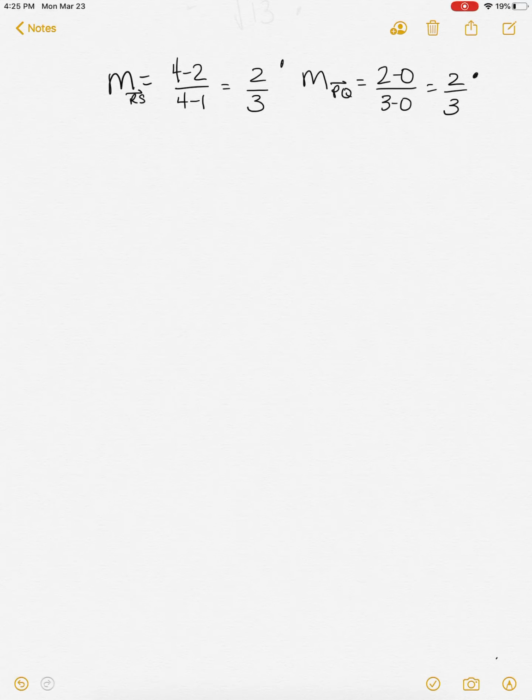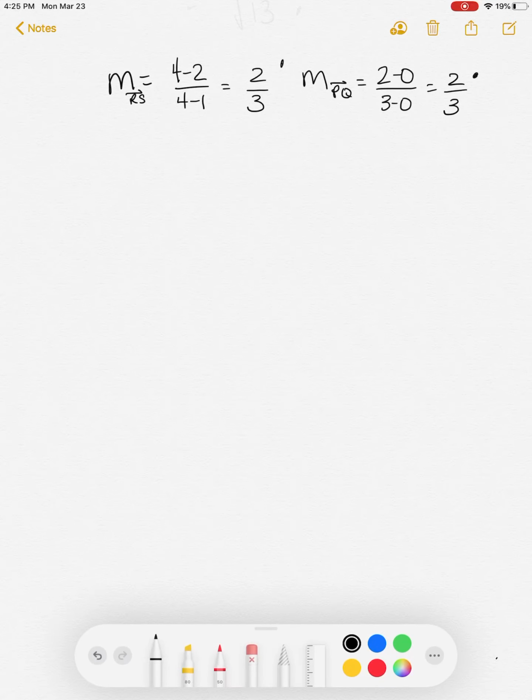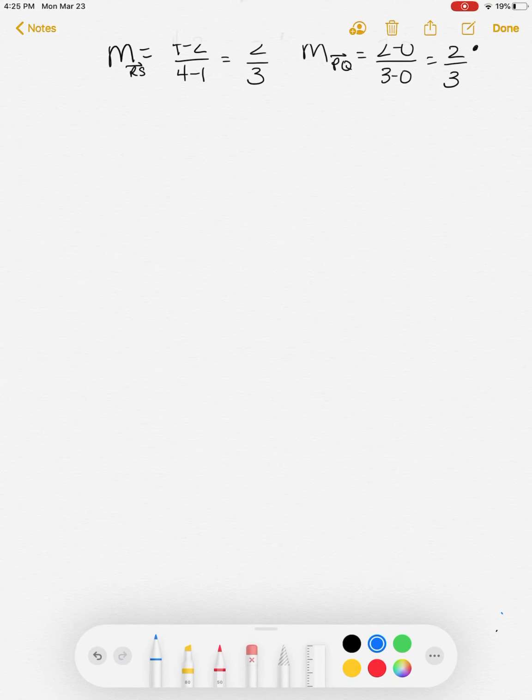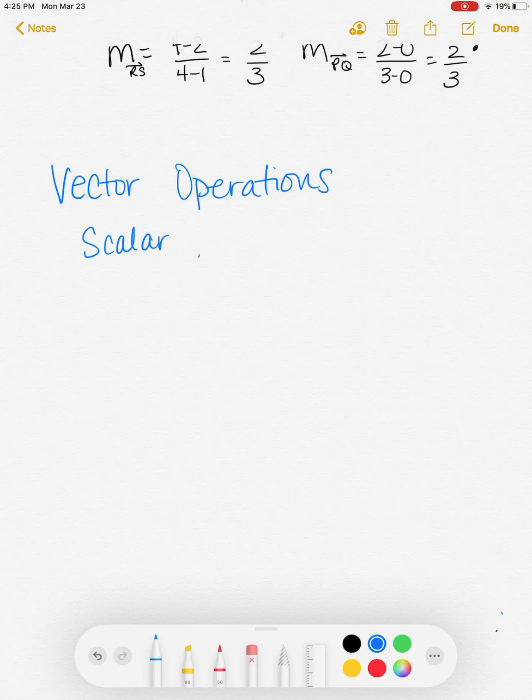So we can also do vector operations, probably the easiest part to vectors, honestly. Vector operations. It almost seems too easy to be in pre-calculus. So we have scalar addition. So let's say we have a vector.